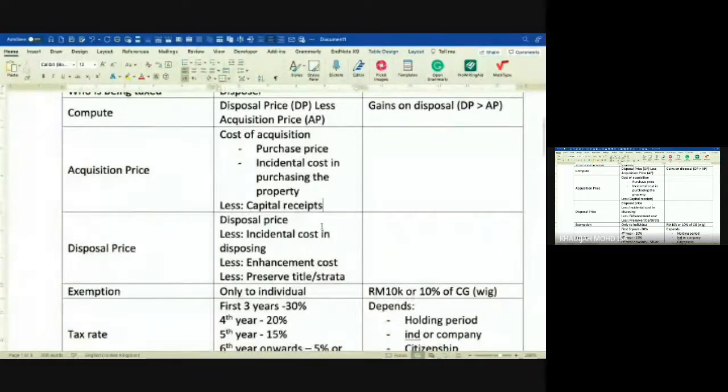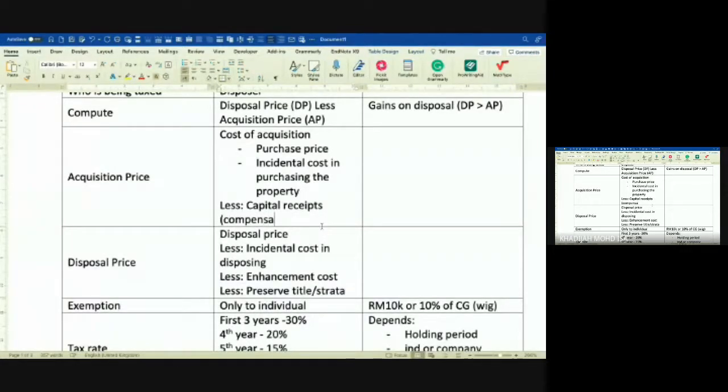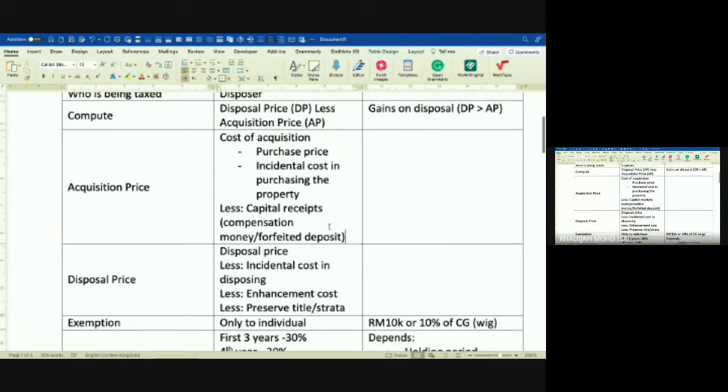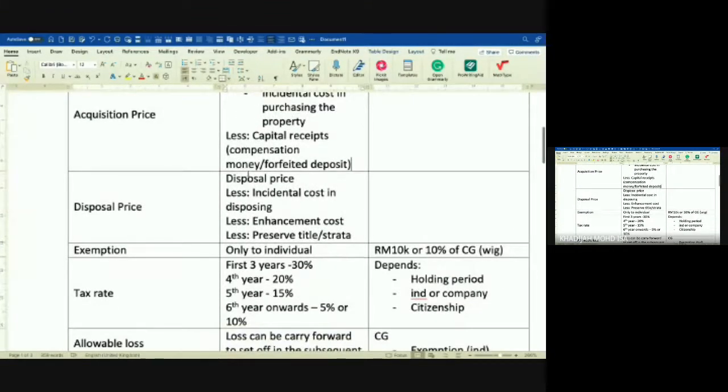So what is a capital receipt? Examples of capital receipts are compensation, or any compensation money, all right, anything that you receive, or any forfeited deposit. So all these are your capital receipts. So once you have your cost or purchase price plus your incidental cost minus your capital receipts, that will be your acquisition price. And then you have to check what is your disposal price.